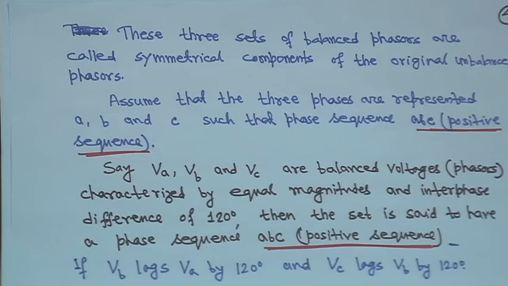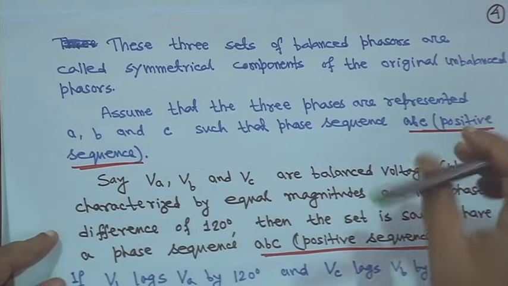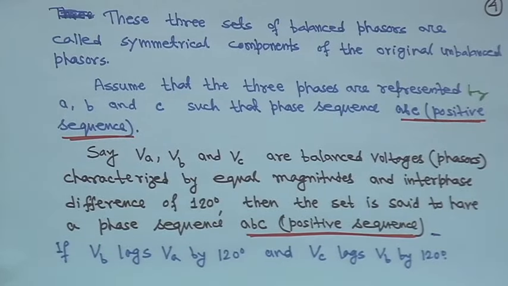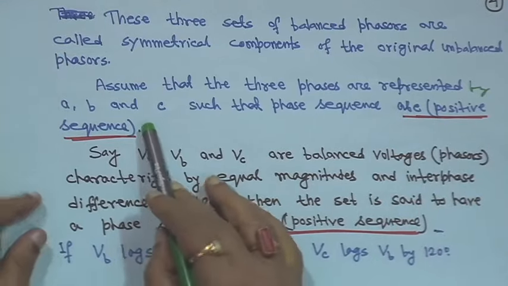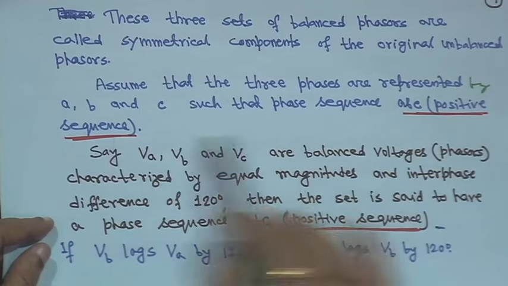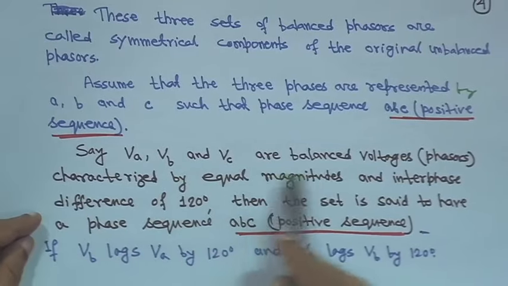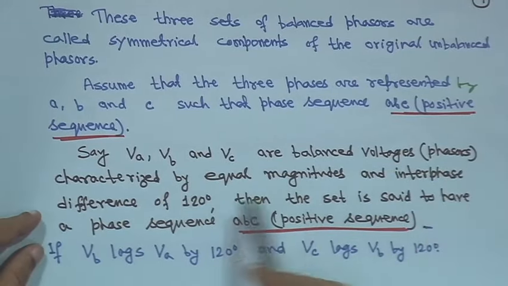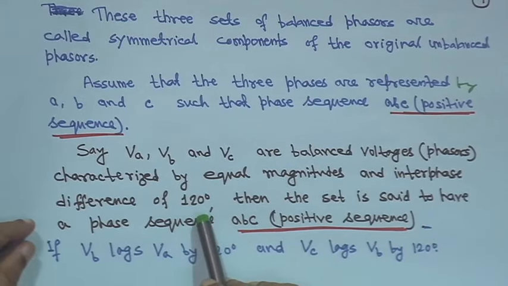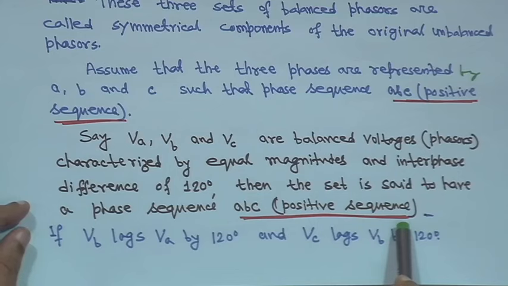So, assume that the 3 phasors are represented by A, B, C, such that the phase sequence A, B, C is called positive sequence. This you know already, we have done it, right. So, this is the 3 phase system, A, B, C. The A, B, C sequence is actually the positive sequence. Now, say V A, V B, V C are balanced voltage phasors, characterized by equal magnitude and interphase difference of 120 degrees. This also you know. Then the set is said to have phase sequence A, B, C or positive sequence, right.